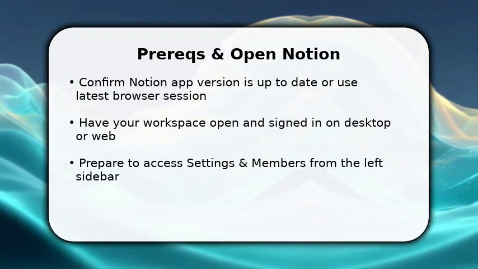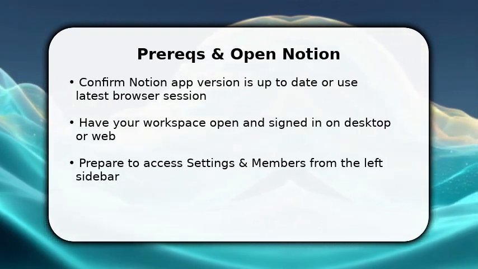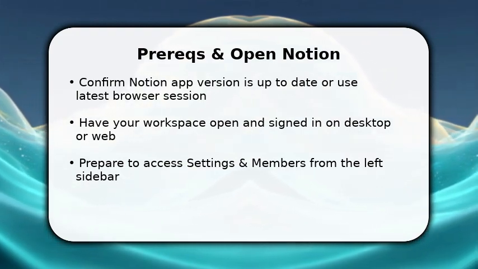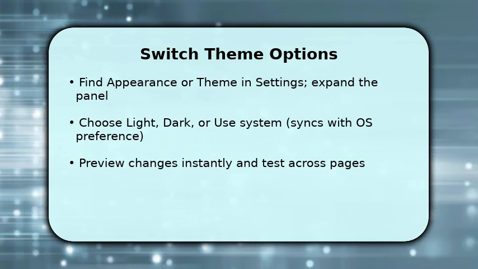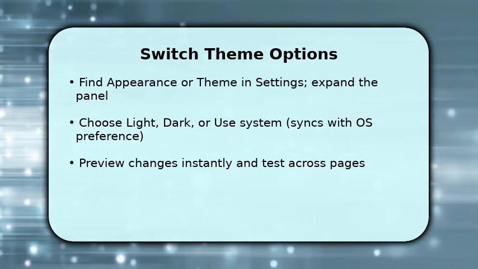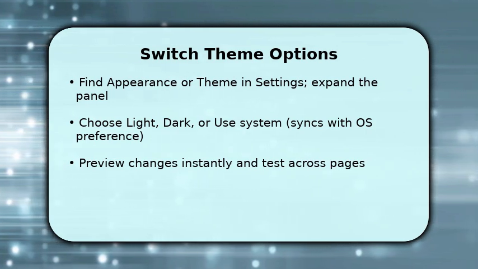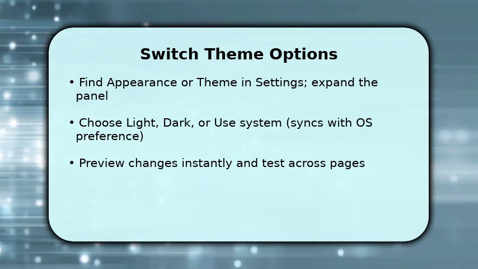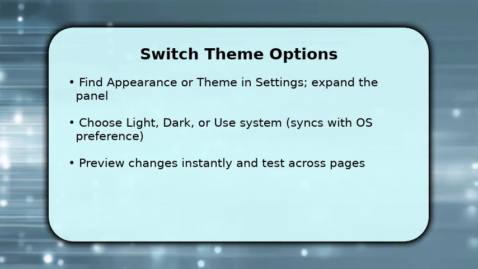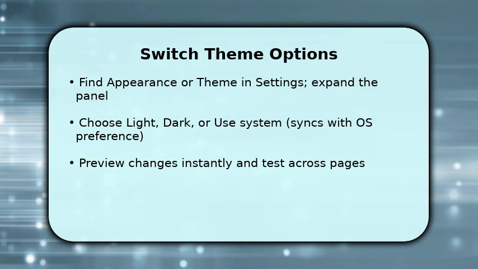Follow the menu instead of guessing, because the option placement differs slightly by platform. In Appearance, select Dark to enable the full dark palette immediately. You can choose Light if you prefer or use System to let your OS control the mode. That option keeps Notion consistent across apps. Once you click a choice, Notion previews on your current pages so you can scan text contrast and block visibility.